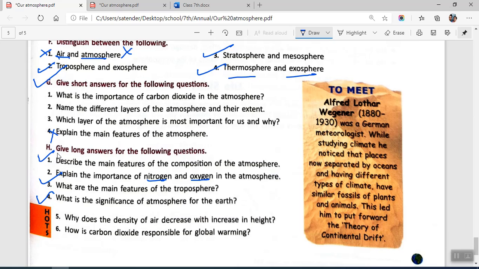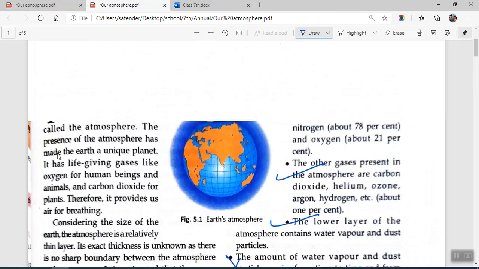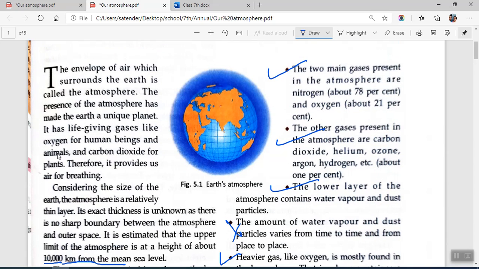Okay, then moving on to question number 4. What is the significance of atmosphere for the Earth? Significance or importance of atmosphere for the Earth. So we just come to the first page. It is written here. The presence of atmosphere has made Earth, it has life-giving gases like this.